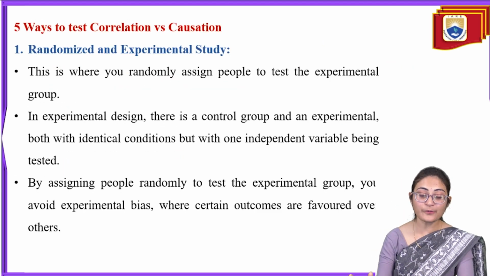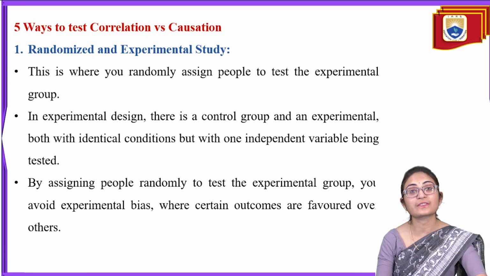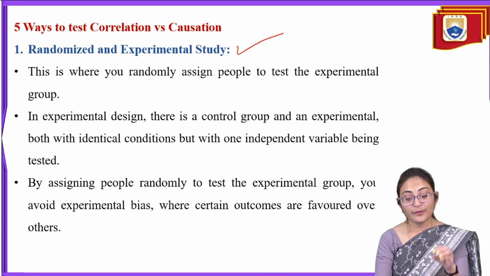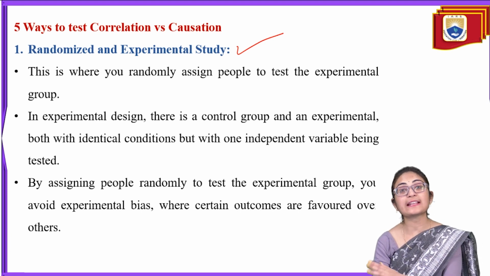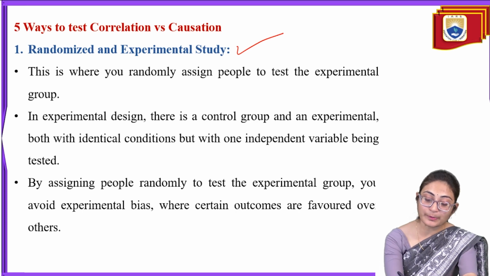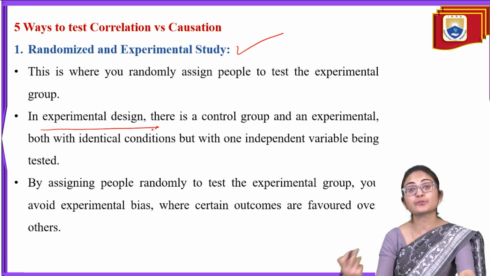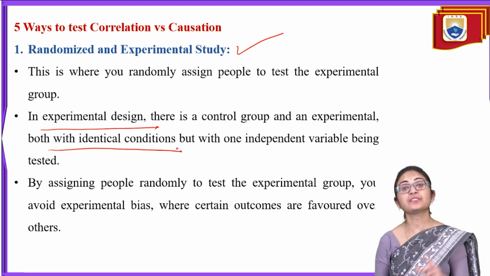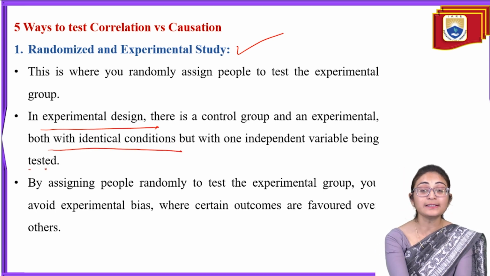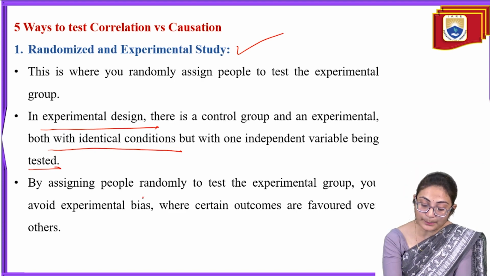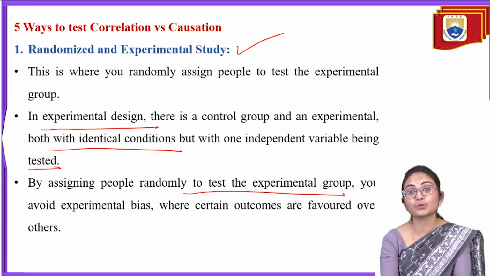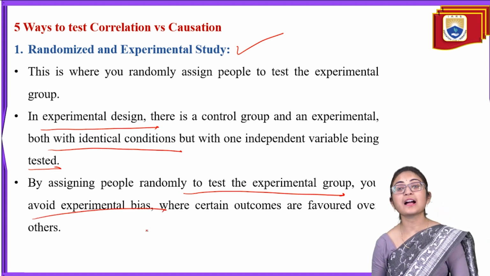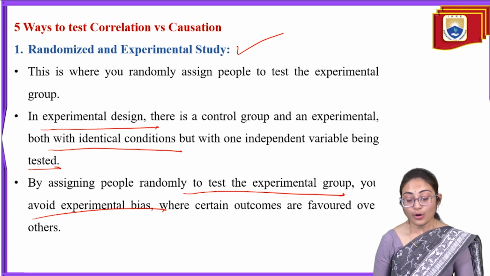Now there are 5 ways to test correlation versus causation. First one is the randomized experimental study. This is where you randomly assign people to a test or experimental group. In experimental design, there is a control group and an experimental group, both with identical conditions but with one independent variable being tested. By assigning people randomly to test and experimental groups, you avoid experimental bias where certain outcomes are favored over others.